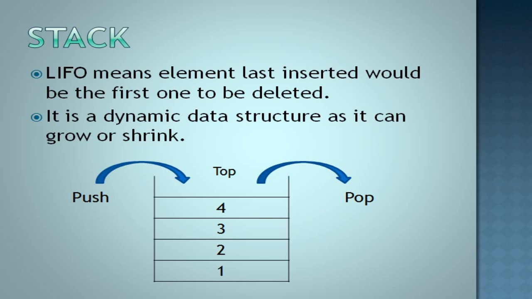It's like keeping plates one above the other. The last plate you keep will be the first plate to be taken out. In the same way, when you submit your records for correction, the person who submits the record last will be the first person to take it back after correction. That is the logic used in stack, last in first out. It is a dynamic data structure as it can grow or shrink. That means it can always increase its memory, that is elements, or you can decrease the elements. So it is dynamic allocation.